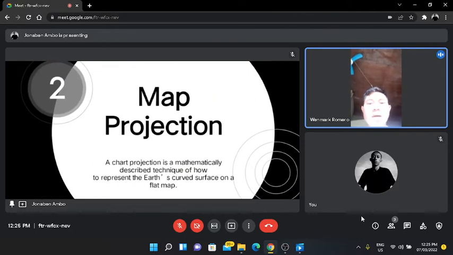The second topic is about the map projection. A chart projection is a mathematically described technique of how to represent the Earth's curved surface on a flat map.